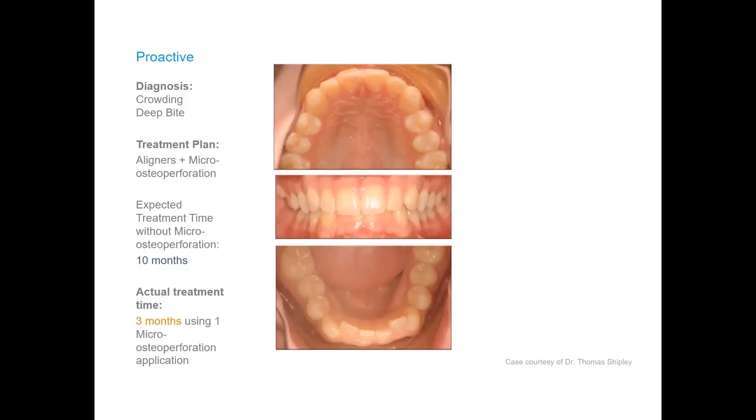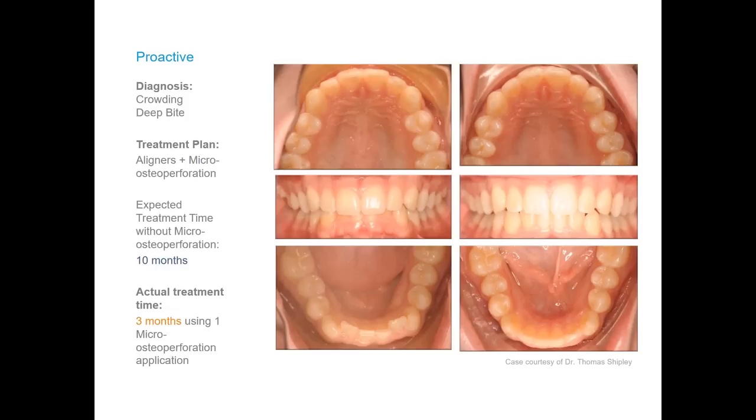This happens to be clear aligner therapy with micro-osteoperforation. But this case here, if you have some experience with clear aligners, you would recognize that a fair treatment time with clear aligners would take about 14 aligners, and 14 aligners is 7 months because we wear 2 per month. So every 2 weeks we're changing the aligner, so 14 aligners would be about 7 months. But with this clear aligner therapy and using one micro-osteoperforation application at the beginning, this case was treated in 8 weeks.